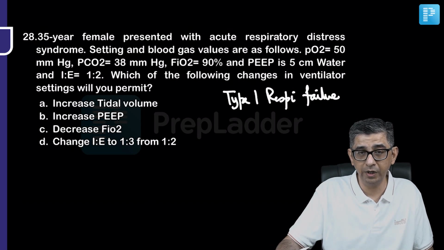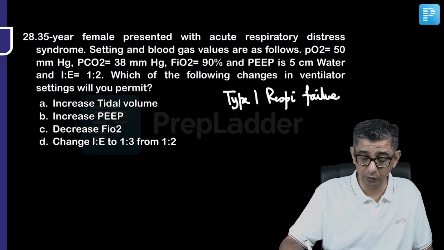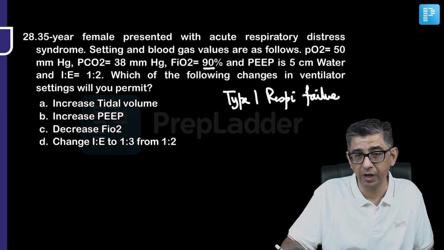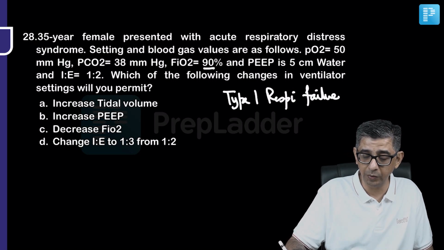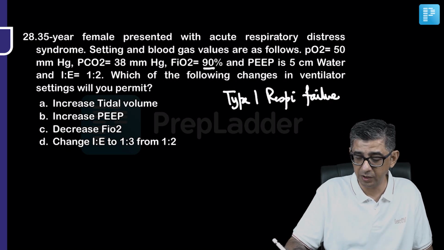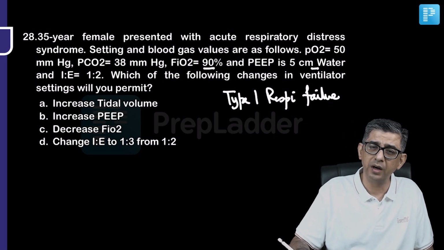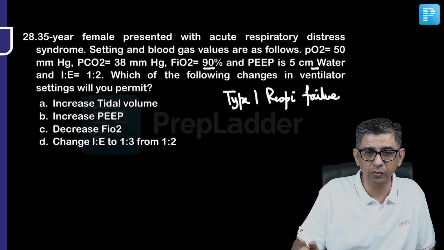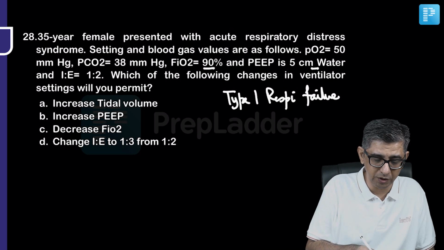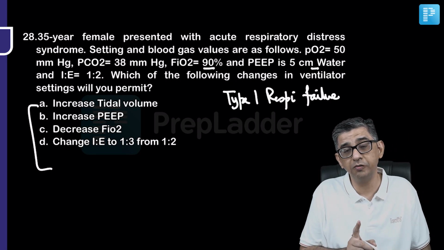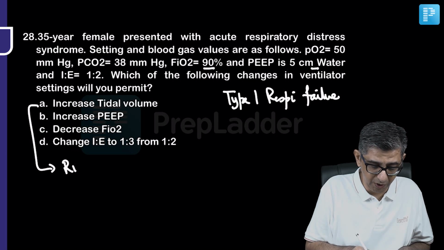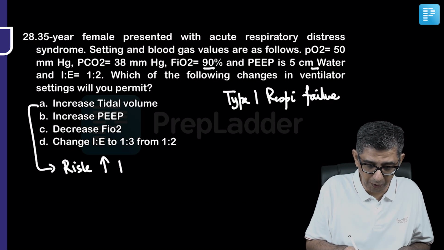She's already on the ventilator. Her FiO2 is 90%. So look at it. We are giving her a FiO2 of 90%, fraction of inspired oxygen 90%, but in spite of that, her PO2 is down to only 50. PEEP, positive end-expiratory pressure, is 5 centimeters of water. Our inspiratory to expiratory ratio is the traditional 1:2, and he says, what would you do in this case? Option A is increase tidal volume. In any patient with ARDS, if you increase the tidal volume, there will always be an enhanced risk of development of pneumothorax.